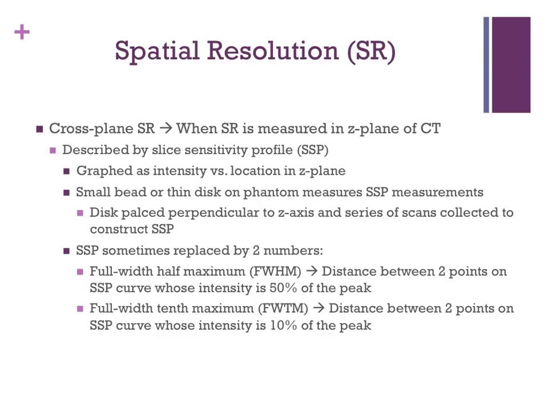Researchers use a small bead or a thin disc on a phantom when looking at SSP measurements. The disc is placed perpendicular to the z-axis and a series of scans are collected to construct the SSP. In many instances, the SSP curve is replaced simply by two numbers: the full width at half maximum, FWHM, and this is the distance between 2 points on the SSP curve whose intensity is 50% of the peak.